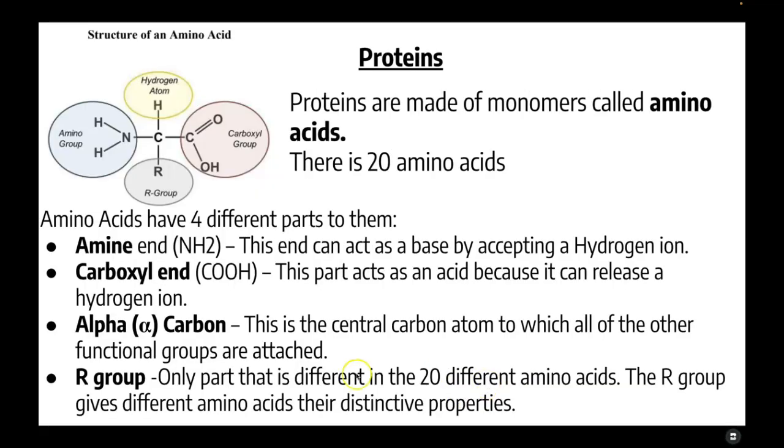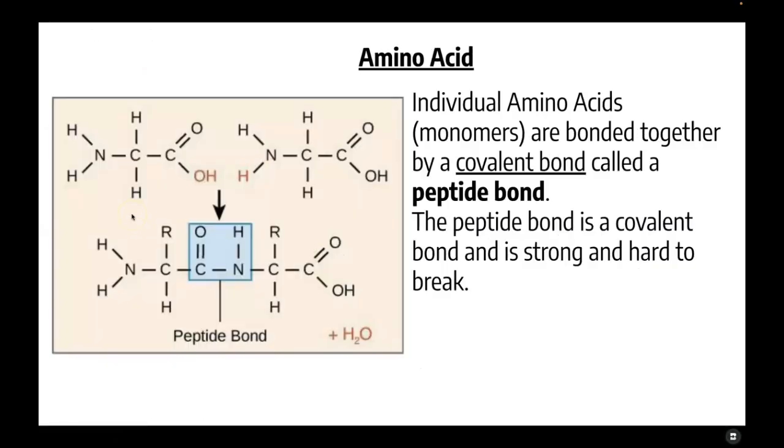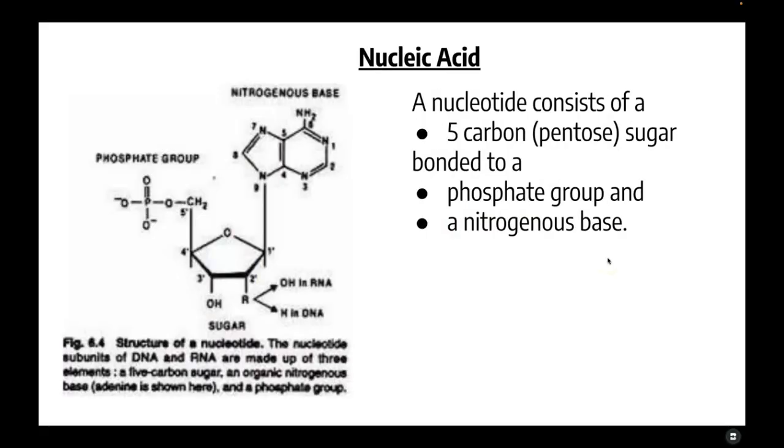Proteins are made up of monomers called amino acids. And there's 20 amino acids. We're going to go more into this later, but amino acids are made up of an amine group, so NH2. It has a carboxyl group, which is carbon, two oxygens, and a hydrogen. And there's an alpha carbon in the center, to which all the other functional groups are attached. And there's going to be an R group that is different between all of the 20 amino acids, all right? And so amino acids are bonded together by a covalent bond called a peptide bond. And so the peptide bond is a covalent bond and is strong and hard to break.